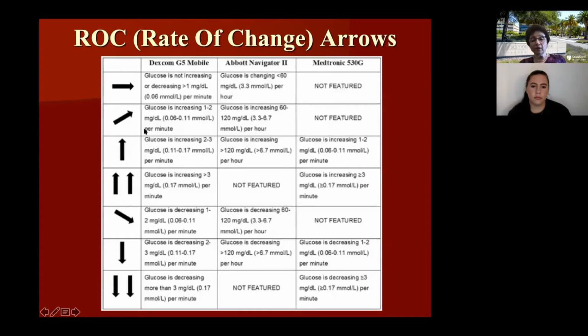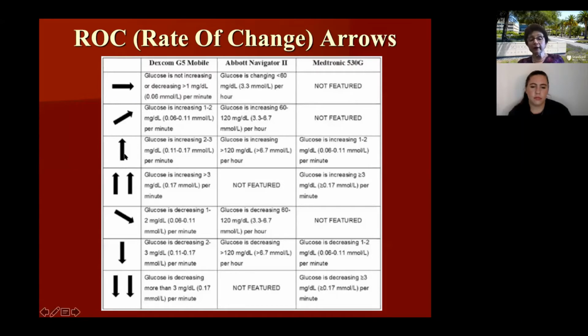I didn't put all the different arrows, what's on different devices and what different arrows show, different kinds of signs. But in general, if it's straight, then glucose is not significantly going up or down, changing within 1 milligram per deciliter per minute. If it's an oblique arrow up, or a sort of oblique little pointer on your Dexcom, the glucose is increasing about 1 to 2 milligrams per deciliter per minute.